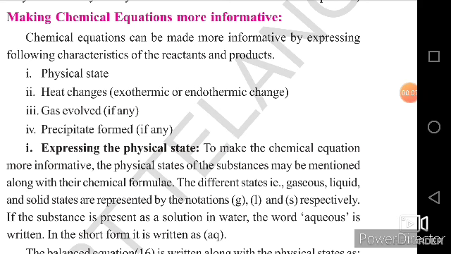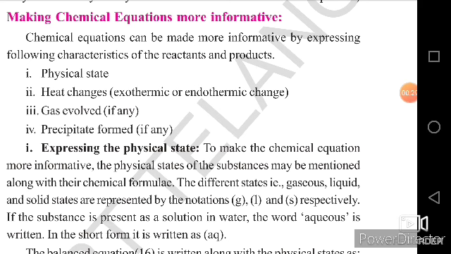In previous classes, we have learnt two characteristics of reactants and products. First one, physical state, second one, heat changes. In physical state, there are three states. Any matter will exist in three states: gas, liquid, solid. We have learnt about them.